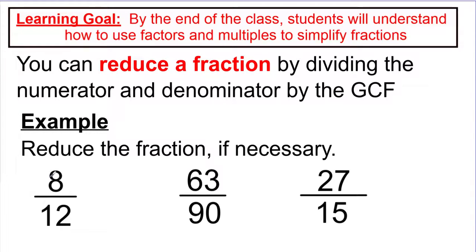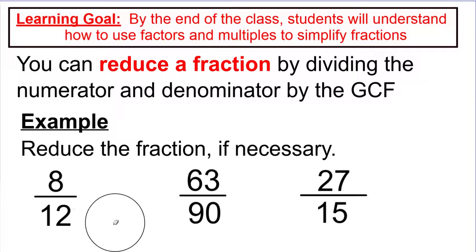If I take 8 and 12, I'd say, oh, 8 and 12 both have a 2 in them. So if I divide both of these by 2, 8 divided by 2 is 4, 12 divided by 2 is 6. So the claim is that by dividing both the numerator and the denominator by 2, I have 4/6, which is an equivalent fraction. That means 8/12 and 4/6 mean the same thing. However, 4/6 is not reduced, right? And the reason it's not reduced is because we did not use the greatest common factor of 8 and 12.